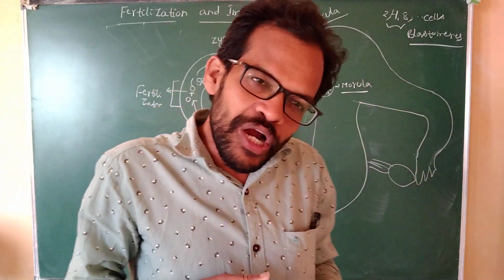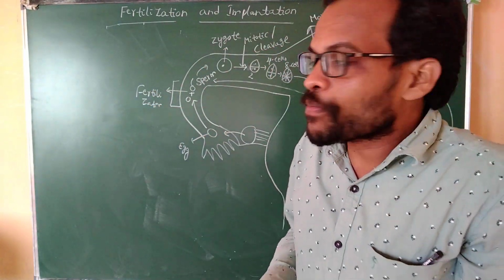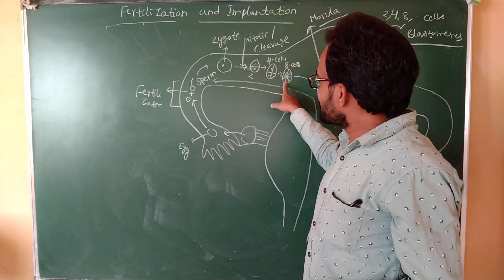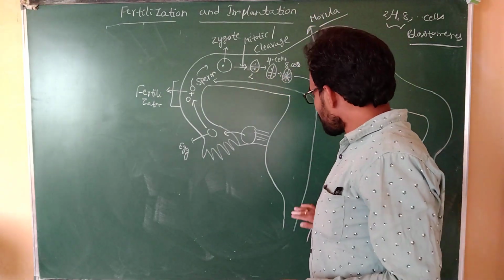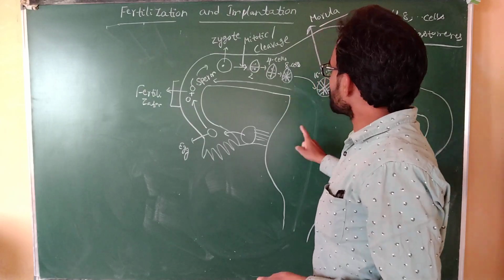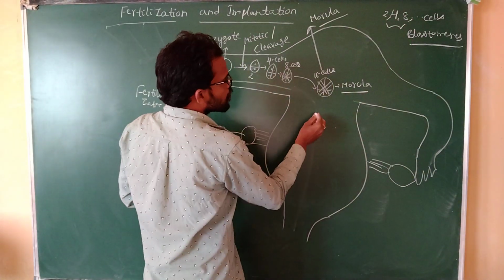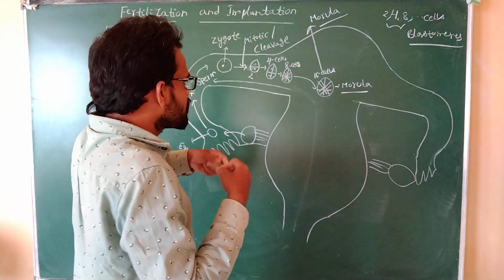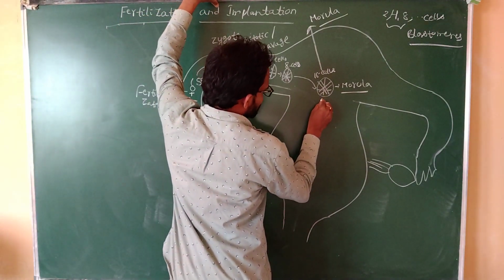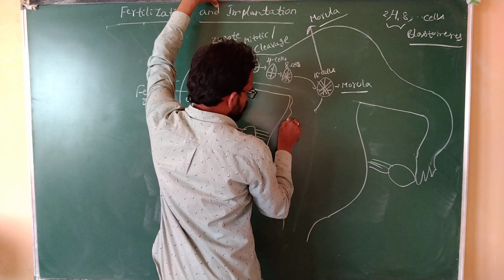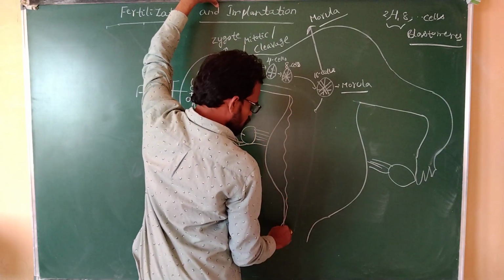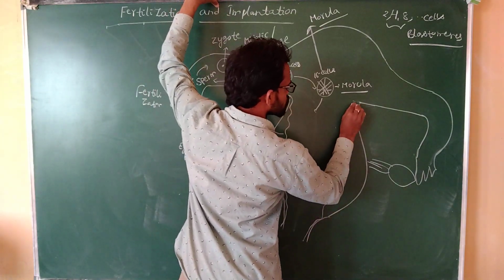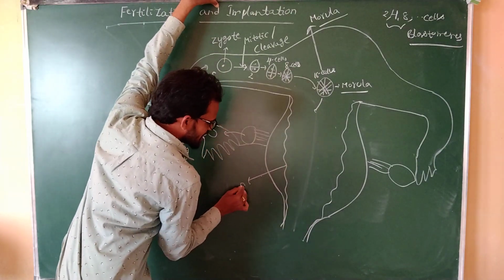The zygote continuously divides by mitotic division and produces the 2 cell, 4 cell, 8 cell and 16 cell stages. This 16 cell stage is the morula. It is modified into the blastocyst. Then it is attached to the endometrium.